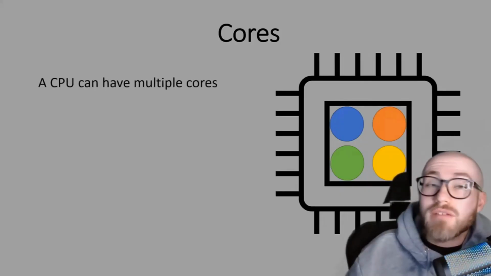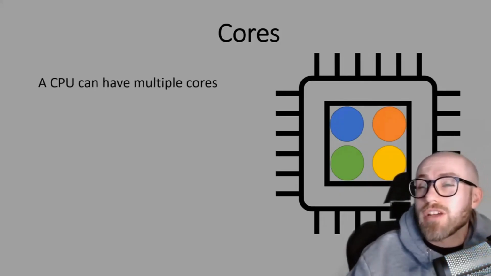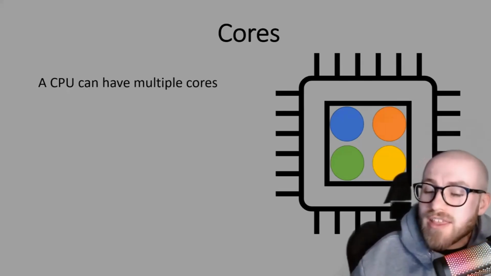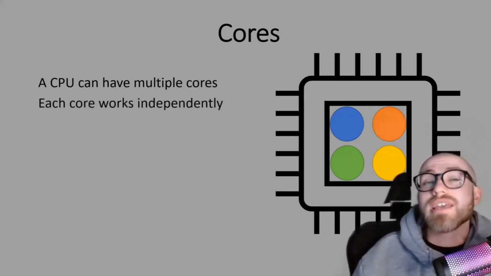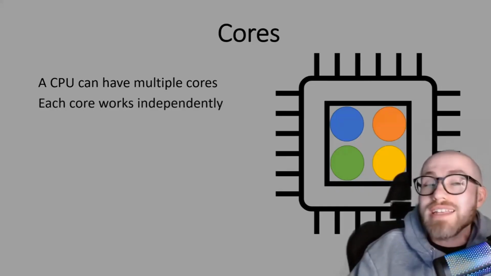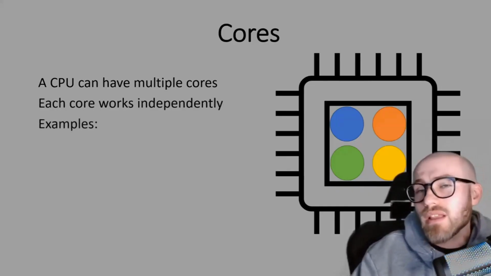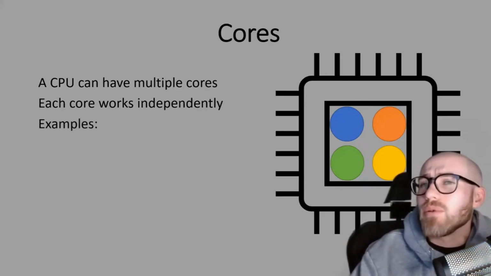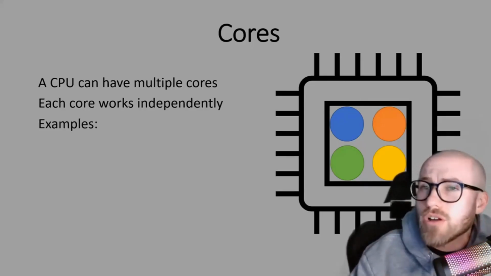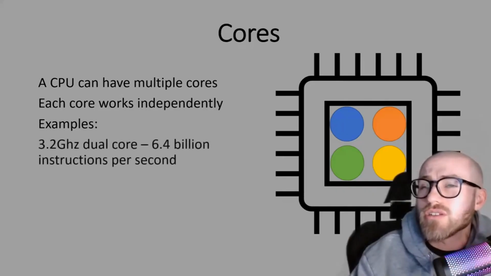The next thing that affects the performance is the cores. A CPU can have multiple cores, and if you were explaining why that might affect the performance, you could say that each core works independently. So let's have a look at some examples combining what we know about clock speed and the cores.